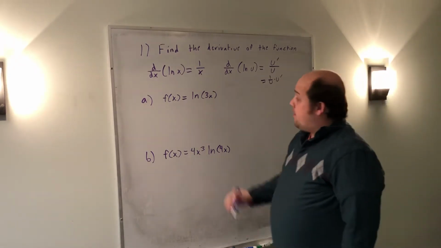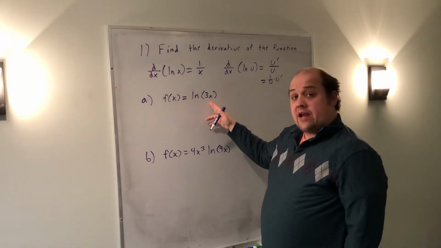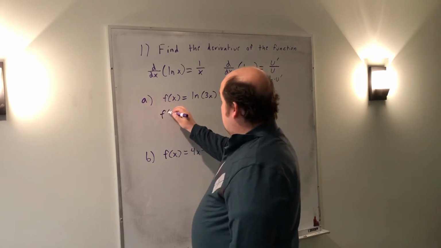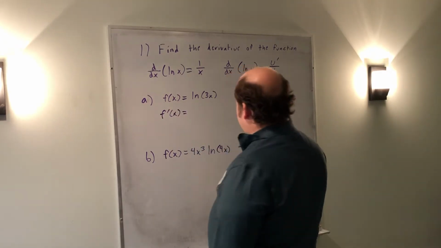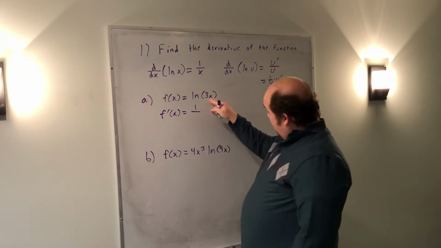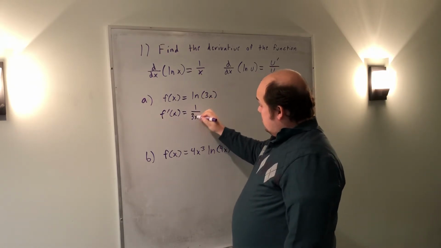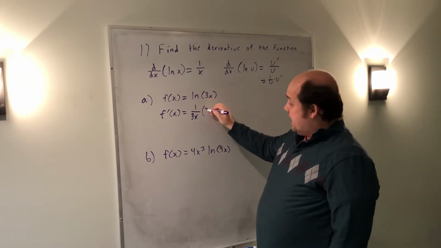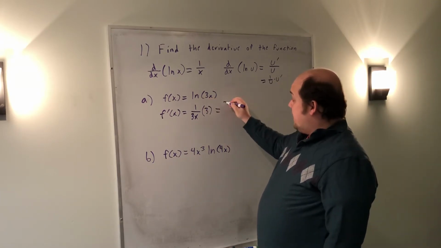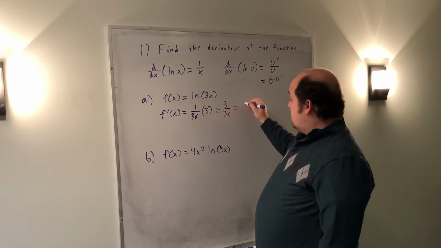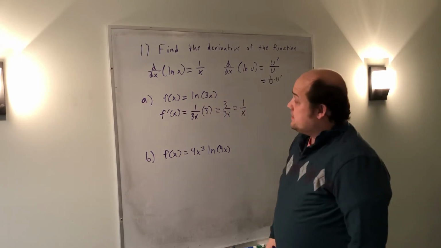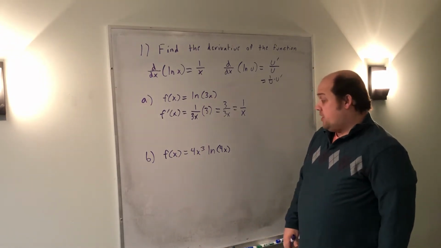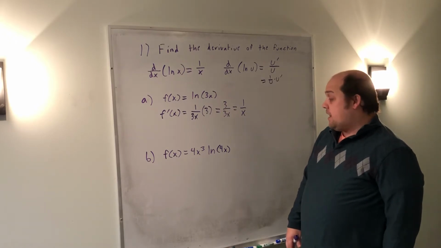So if we look at the first problem, we're given f of x equals ln of 3x, and we're asked to take the derivative. To find f prime of x, we're going to first start by doing 1 over u, or 1 over the baby. Then we're going to multiply that by the derivative of the inside, or the derivative of 3x. That's going to make it 3 over 3x, which just becomes 1 over x, and is the correct final answer, part A.